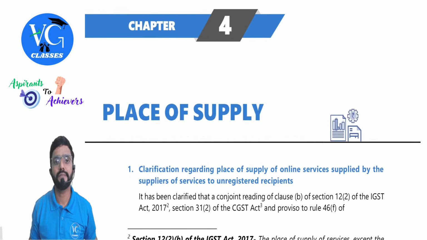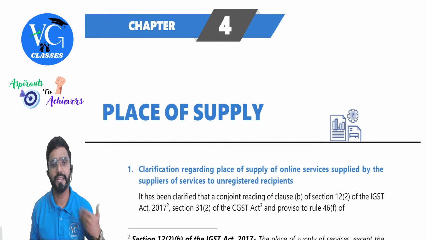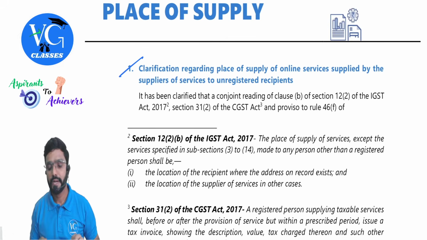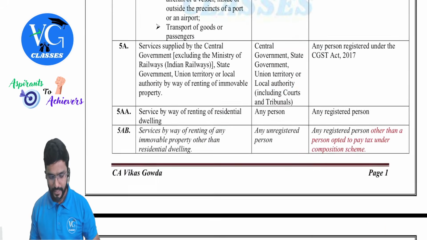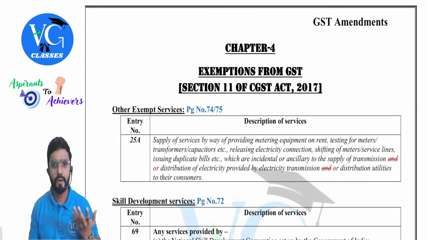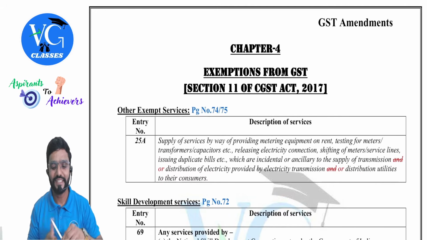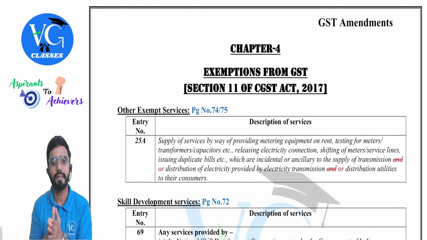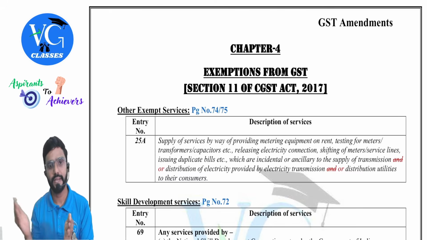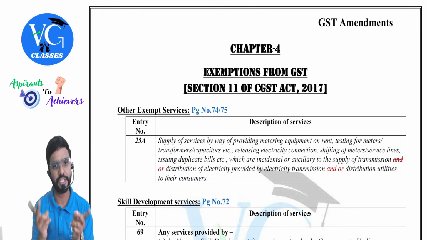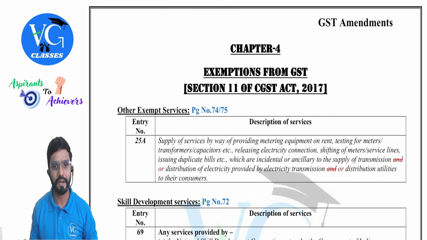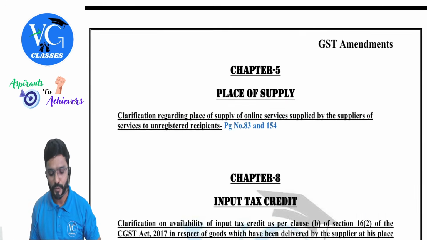So the next amendment is with respect to chapter 4, which is place of supply. It is actually a clarification. What is it? Just a minute, let me go to my reference material. Guys, hope you are aware, if you have already attended my classes or read my books, you will know, chapter 4 and 5 I have just swapped. As per ICAI study material, chapter 4 is place of supply and chapter 5 is exemption, whereas I have interchanged it in my provision book. Same order I have mentioned here in this amendment reference book.